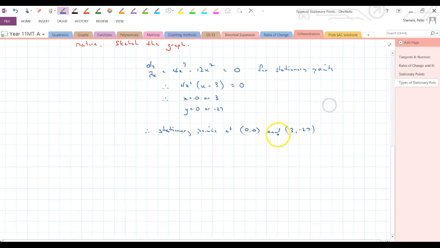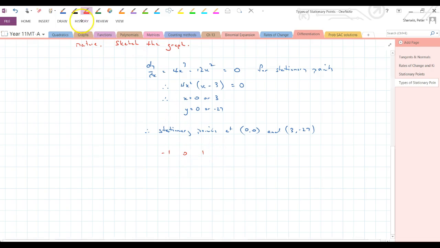Okay, so now we need to find out at 0 and at 3 what's going on. So let's test our signs either side of 0. So firstly, what we do is we look at -1, 0, and 1. Okay, so we check the sign at each of those points.